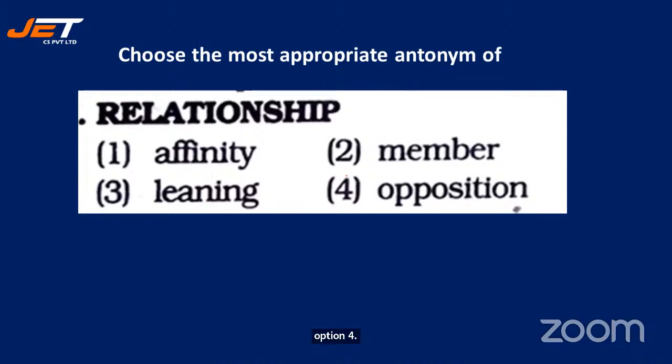Relationship, affinity, member, leaning, opposition, right? So relationship means what? You know, we are very close, isn't it? All relations, we don't leave each other, isn't it?